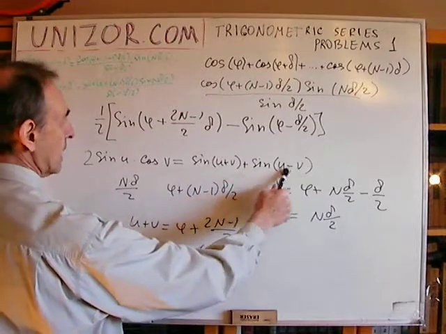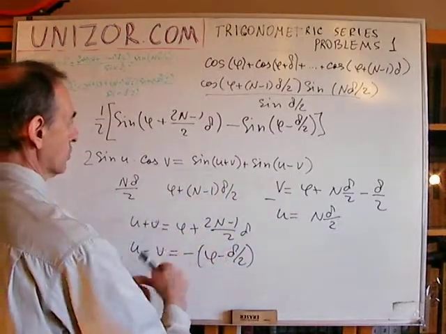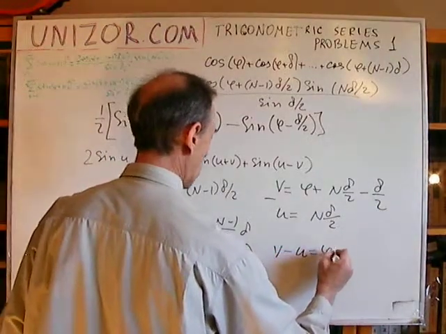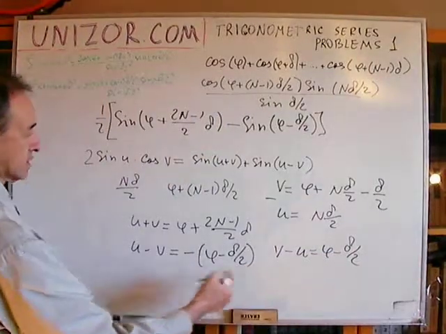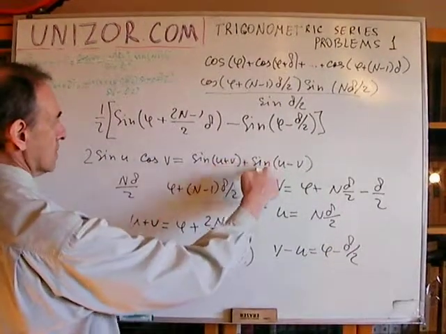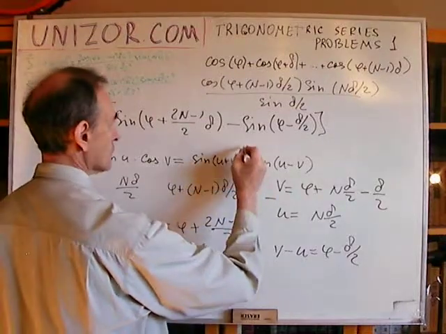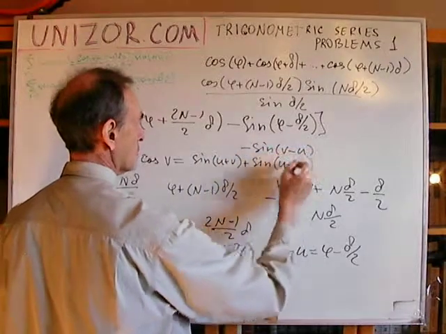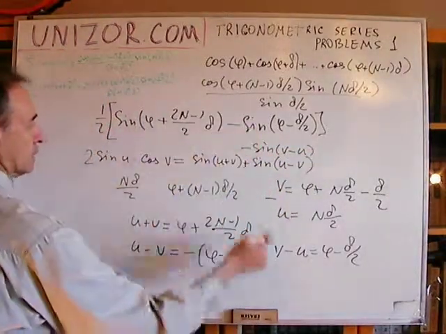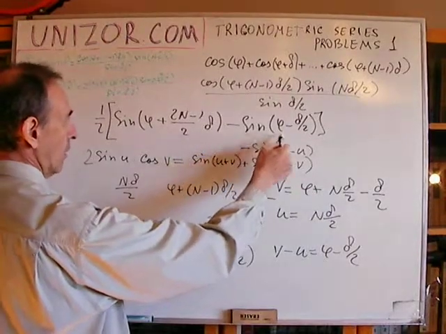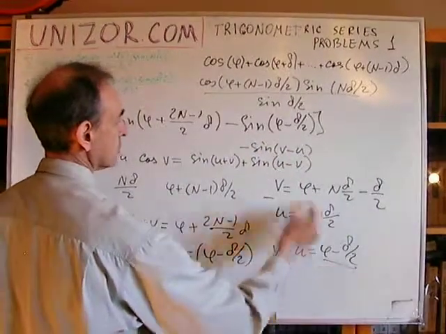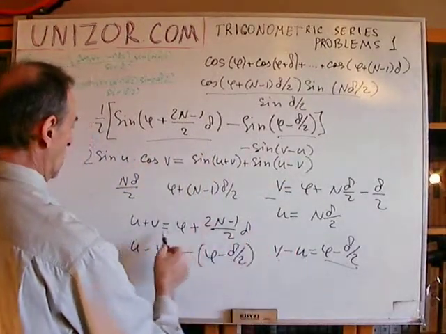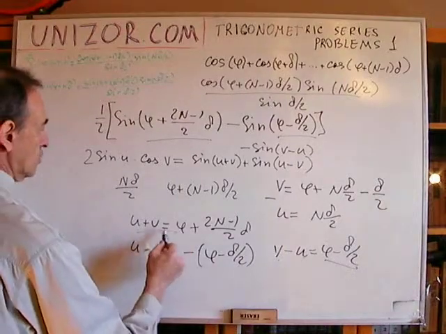So the sine of this would be equal to, so V minus U is equal to phi minus delta over 2. I changed the signs, right? And that's what actually this is, because I can always put, instead of plus sine, I can put minus sine of V minus U. That's the same thing. And that's exactly what I have here. Minus sine of, and V minus U is equal to this. And this is equal to U plus V.